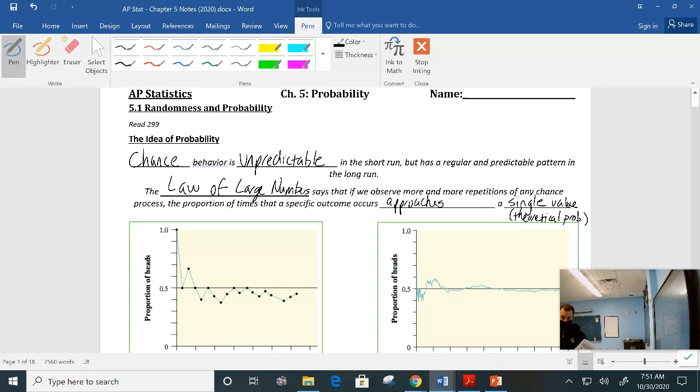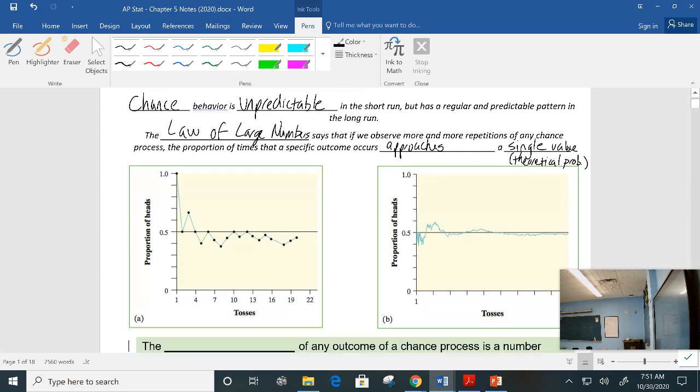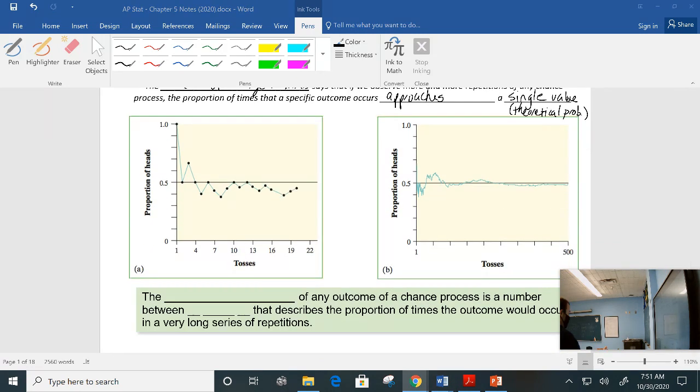So if you take a look at this chart that's shown here, this is showing the proportion of times that you get heads when you're flipping a coin. If we look at this chart, you can see that as you do more and more tosses, look at the one on the left, you can see that there's a lot of variability. But if you look on the right, as we increase to 500 tosses, look how it hovers right about that 50% marker. Why? Because as you do more repetitions and more trials, it's going to approach that single value, which is the true theoretical probability.